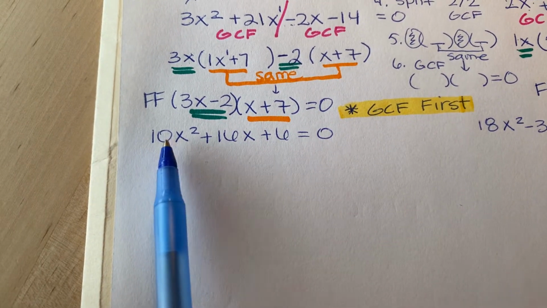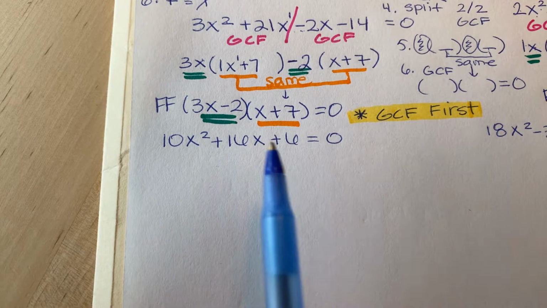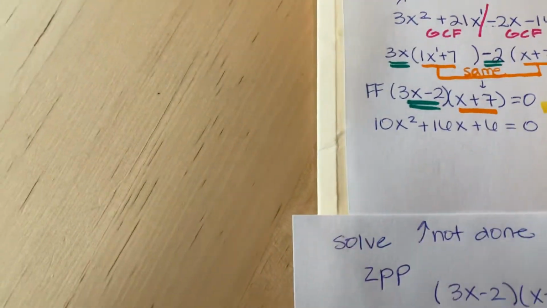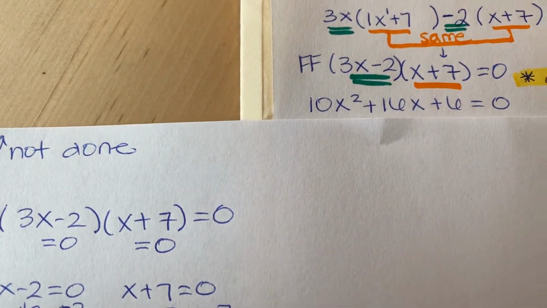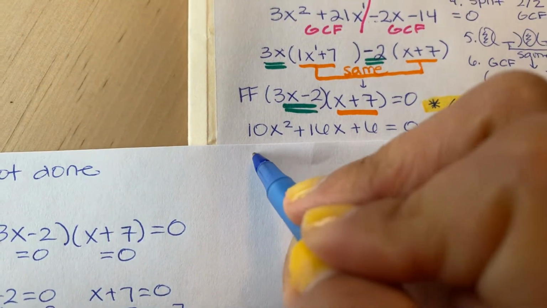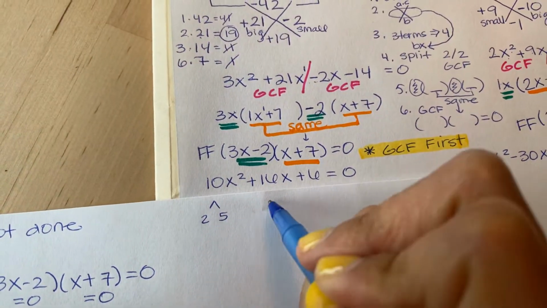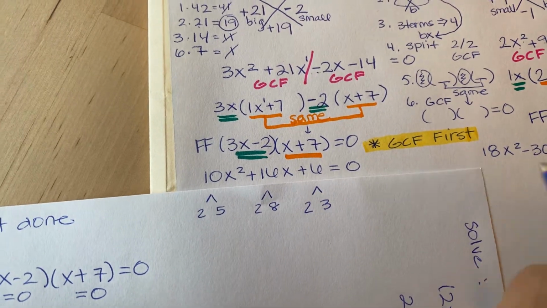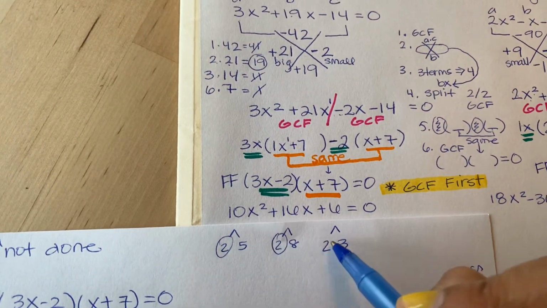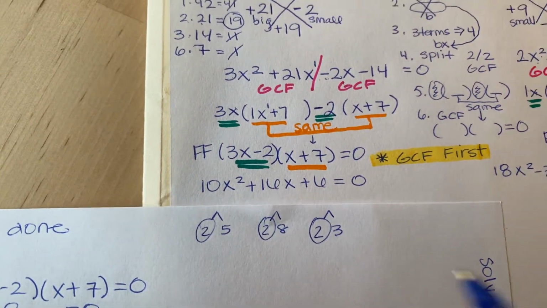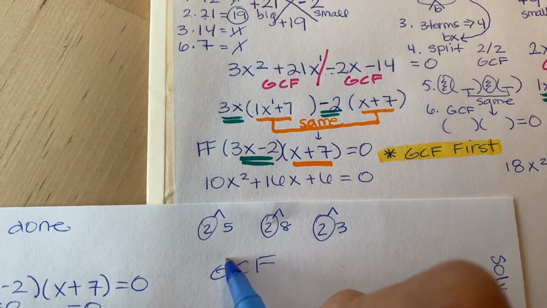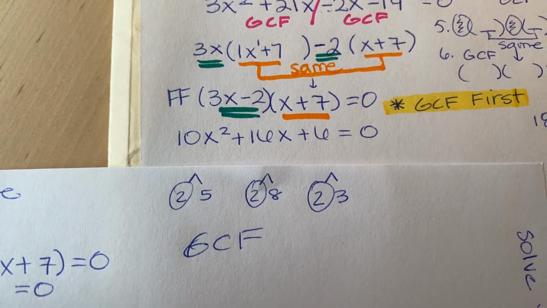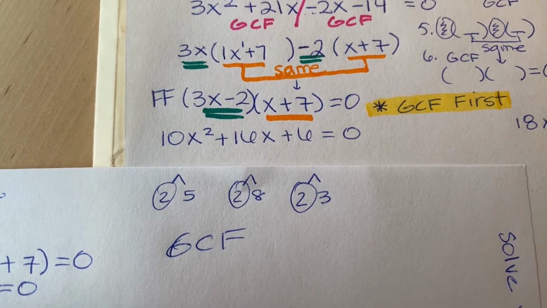So 10 is 2 and 5, 16 is 2 and 8, and 6 is 2 and 3. What I mean by that is, because we already did GCF, or you should have. 10 is 2 times 5, 16 is 2 times 8, 6 is 2 times 3. So if you notice, they all have that common 2. That is your GCF. Okay, that's your GCF, so you're going to remove that. You're going to factor it out first.